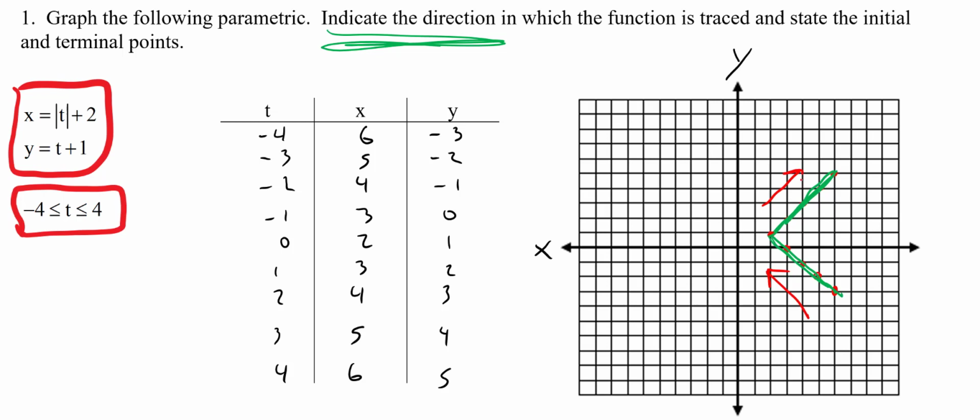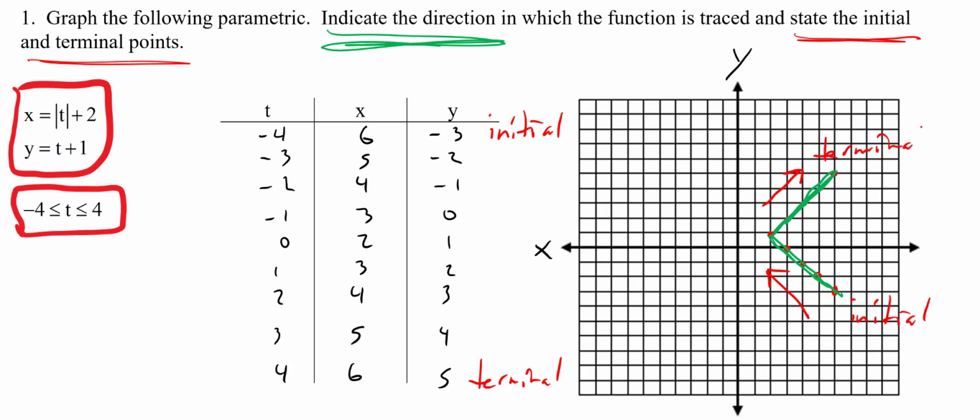Okay. Something you need to indicate. And then you need to tell me, it says state the initial and terminal points. So, it's nice on the graphs and also on the chart. So initial and terminal. And that's all you really need to do. So initial right there, terminal right there. It's pretty easy, but that's the graph. Really, it's pretty simple, right?